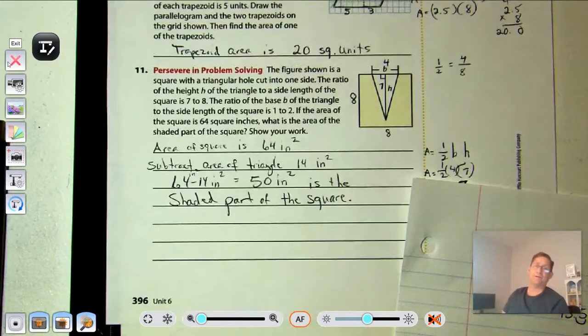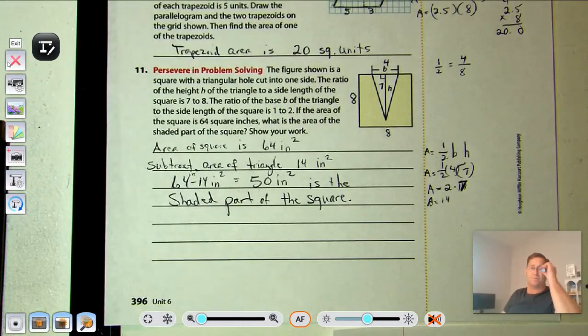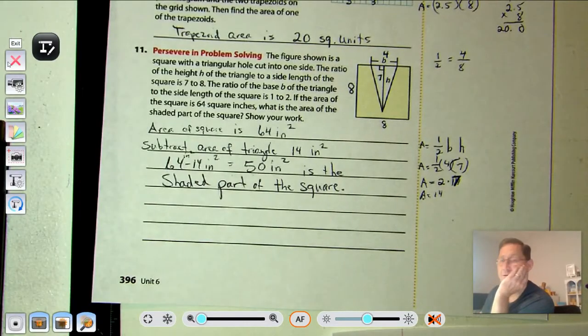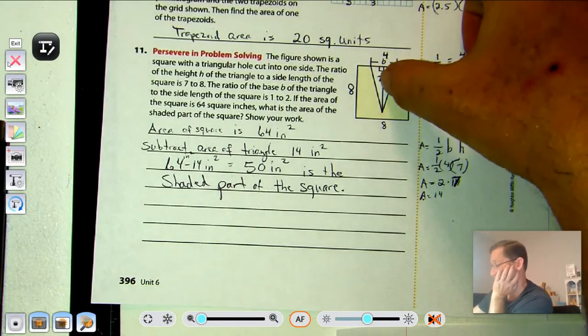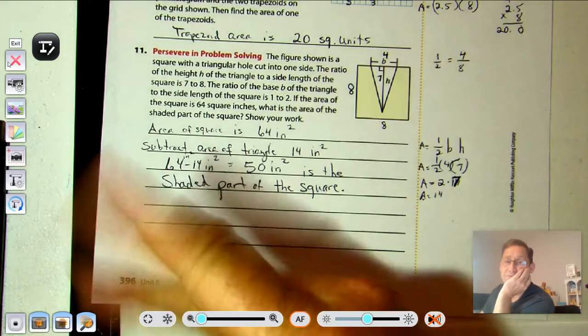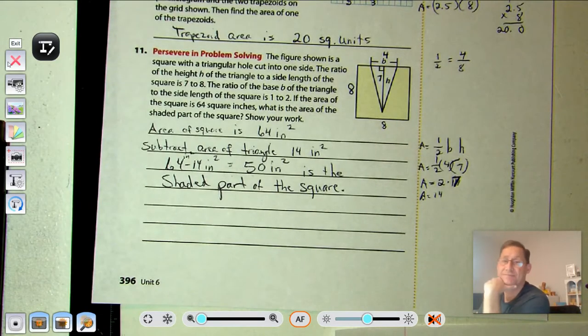Okay. All right, so what did we do? We found the area of the whole square, which would be 8 times 8. We subtracted the area of the triangle. 4 times 7 is 28. Half of that is 14. Subtracted 64 and 14 to get 50.